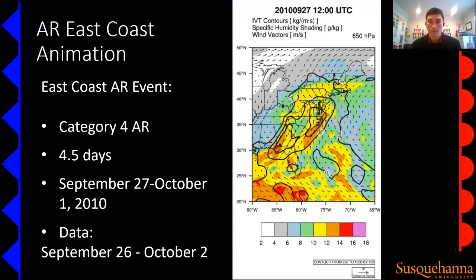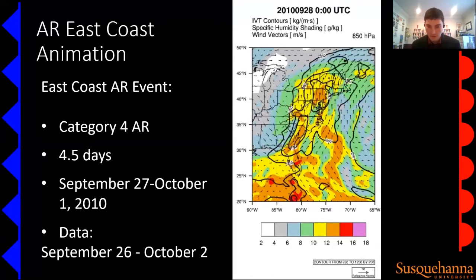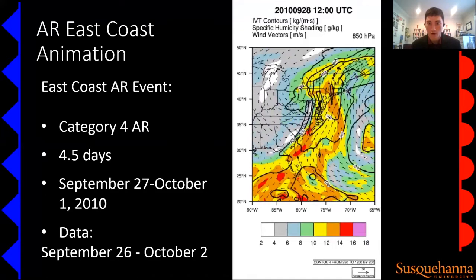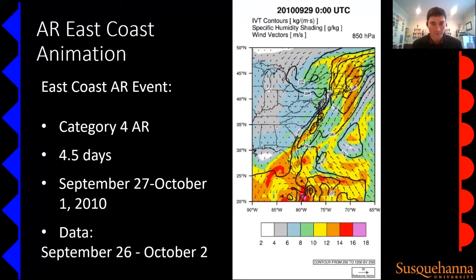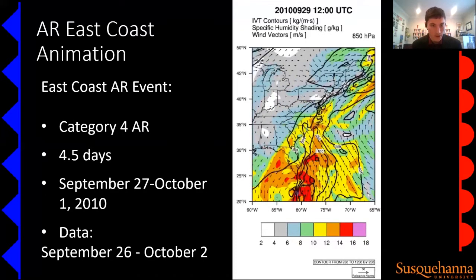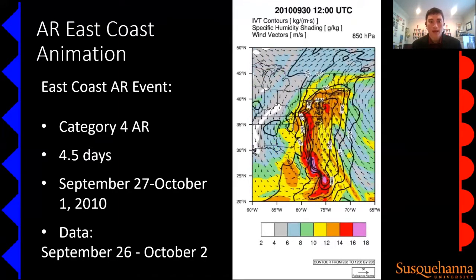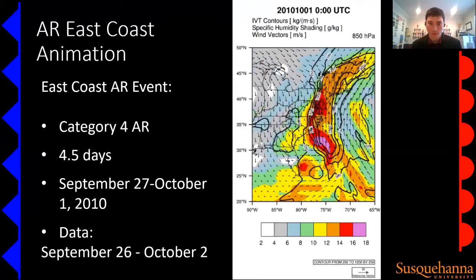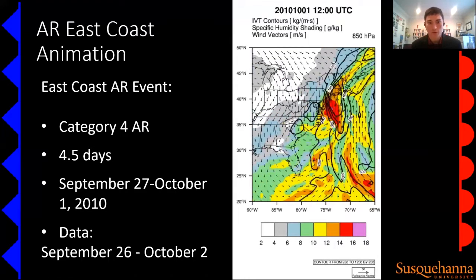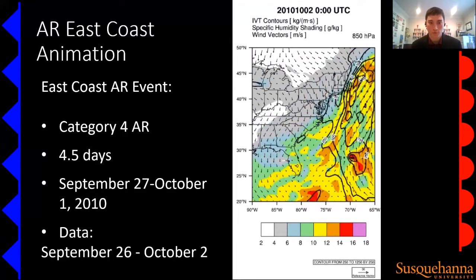So looking at the highest IVT value AR is this case study. This is a Category 4 AR. It lasted 4.5 days, and the particular dates are September 27th to October 1st, 2010.